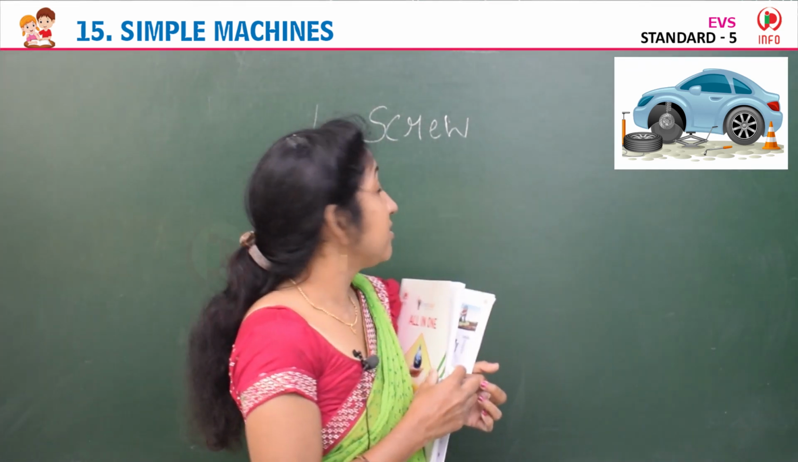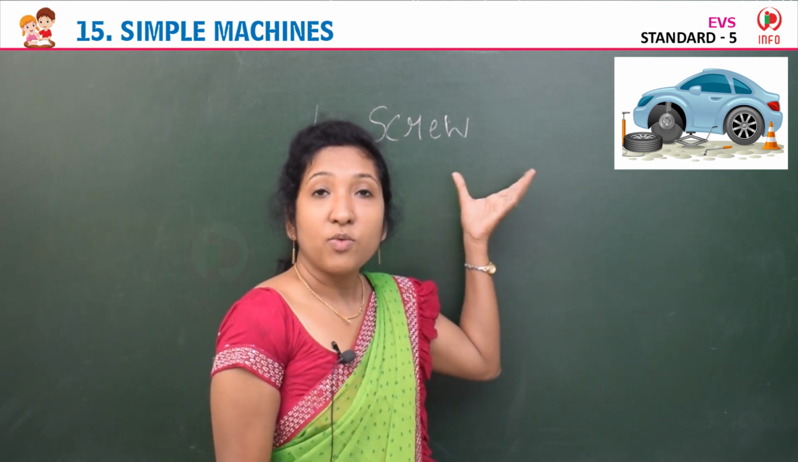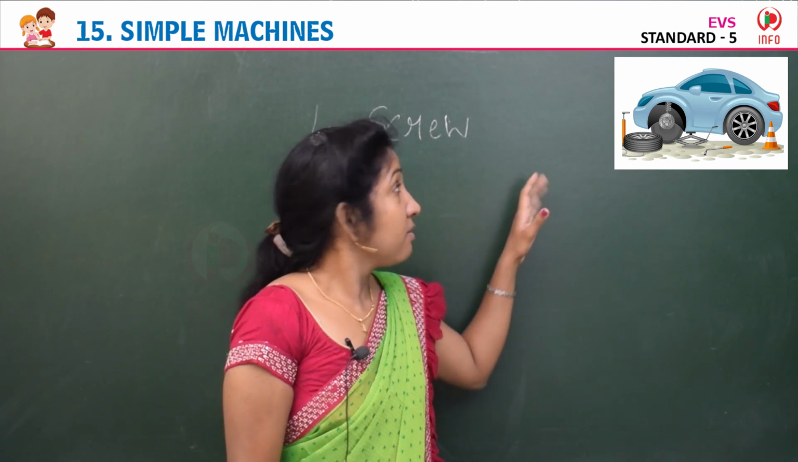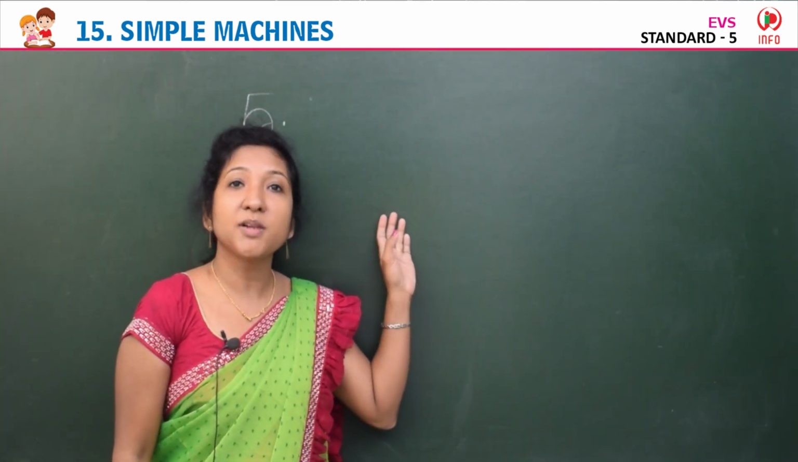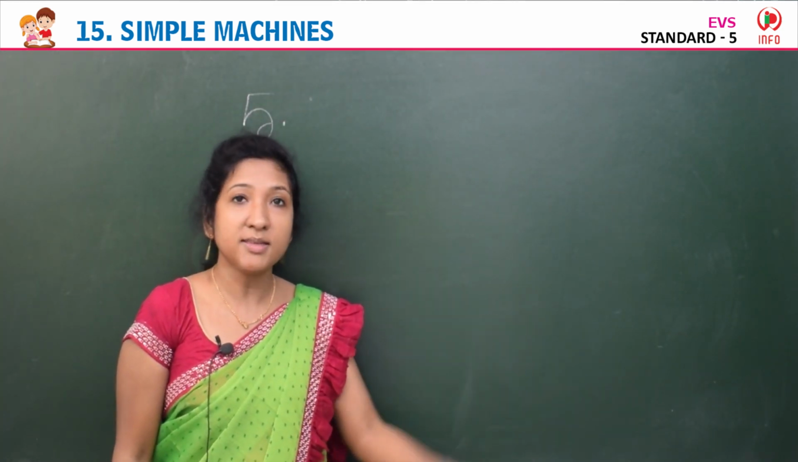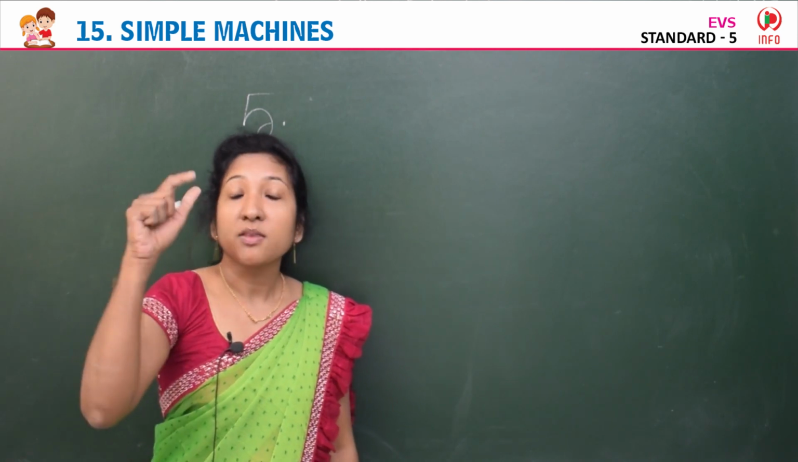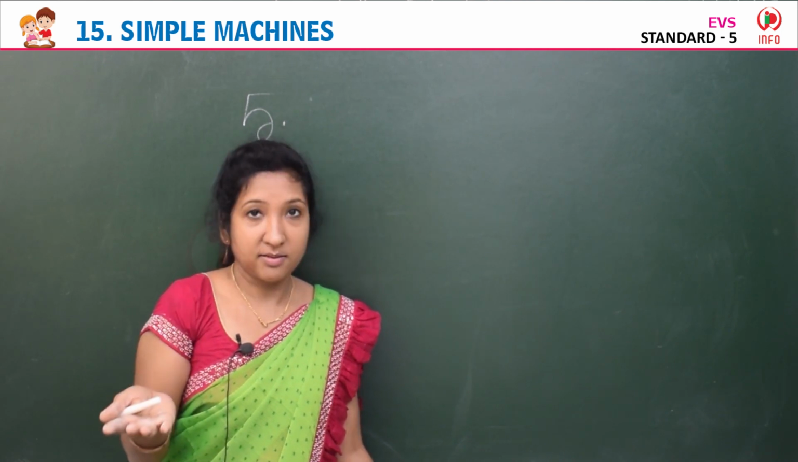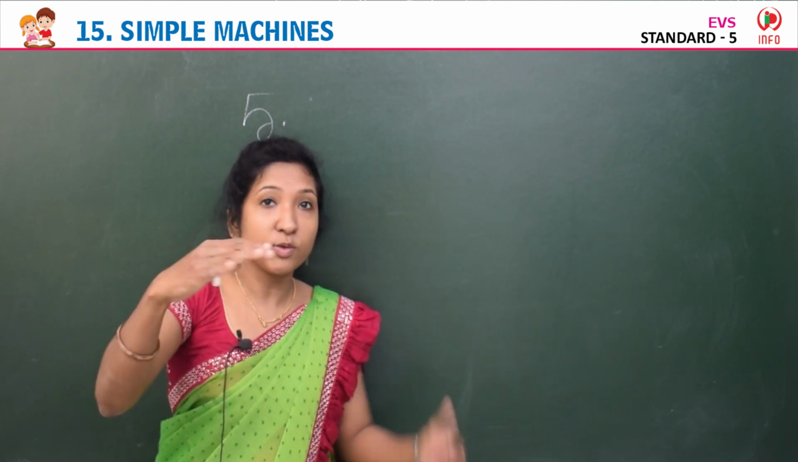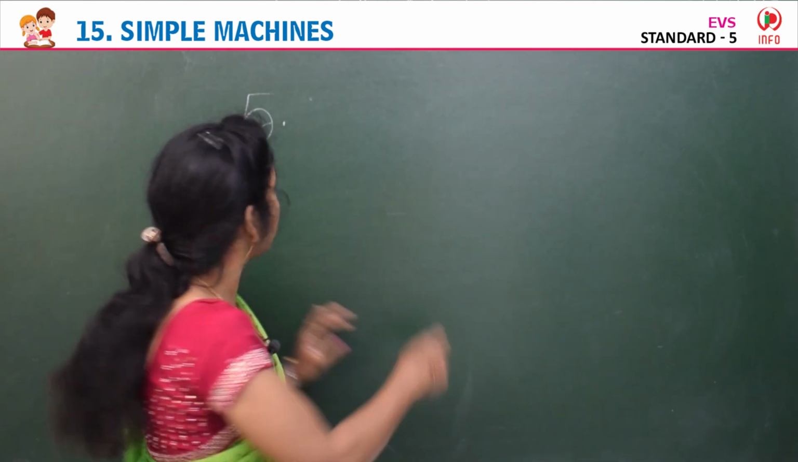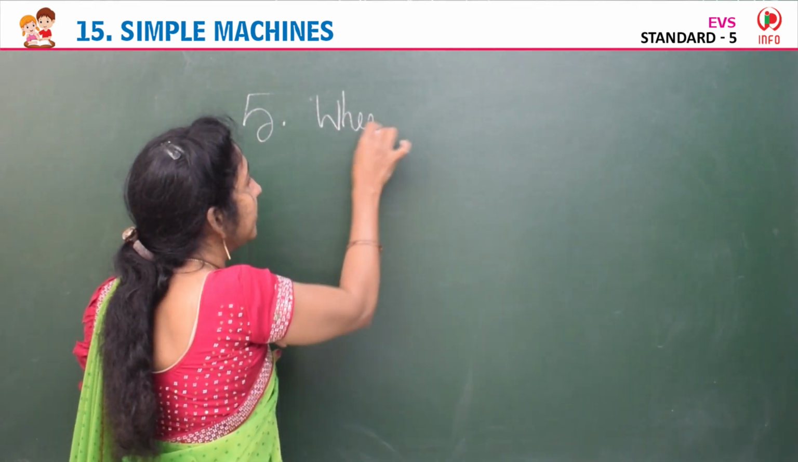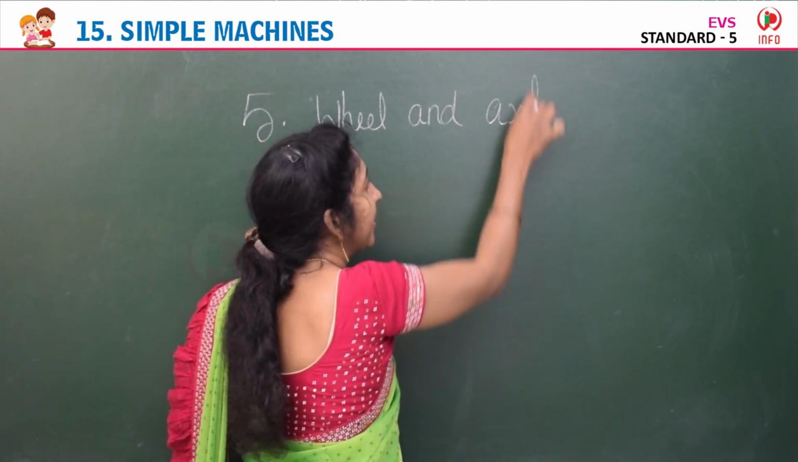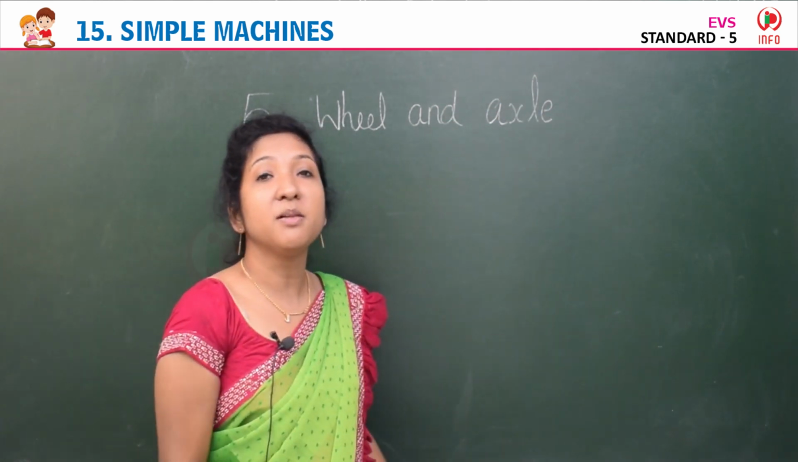So the fourth simple machine is the screw. Now we learned about the screw and also the screw jack. The next type of simple machine we are going to learn is, before that, do you enjoy riding a bicycle? Yes or no? If yes, then you are using this simple machine. What is that? Wheel and axle. Okay children, wheel and axle is another type of simple machine.